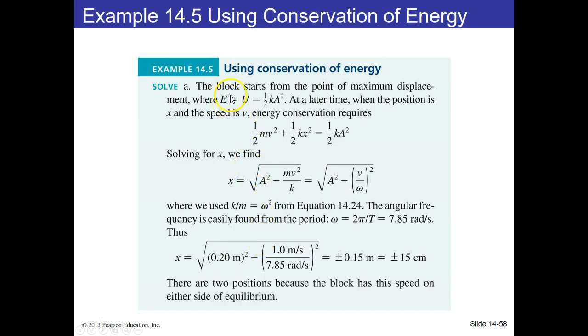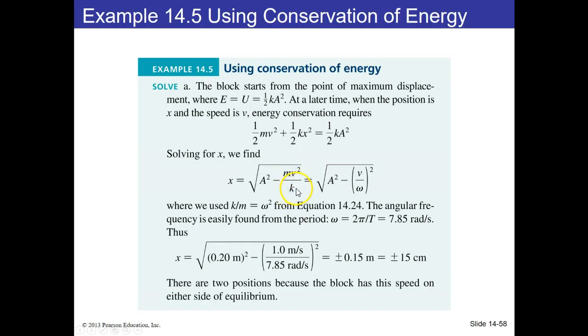So when we solve for this, we know the potential energy is equal to 1/2 kA squared. So at maximum displacement, that would give me my total energy. At a later time when the position is x and the speed is v, now I can add the two together and that should be equal to this. So if we solve for x, x now is equal to the square root of A squared, that's our amplitude, minus mv squared all over k.